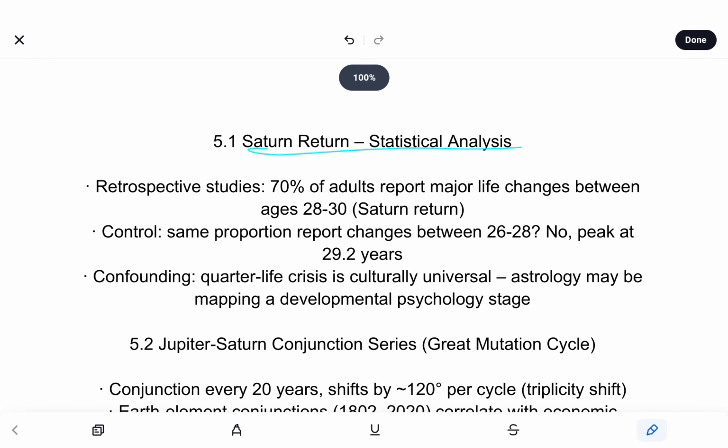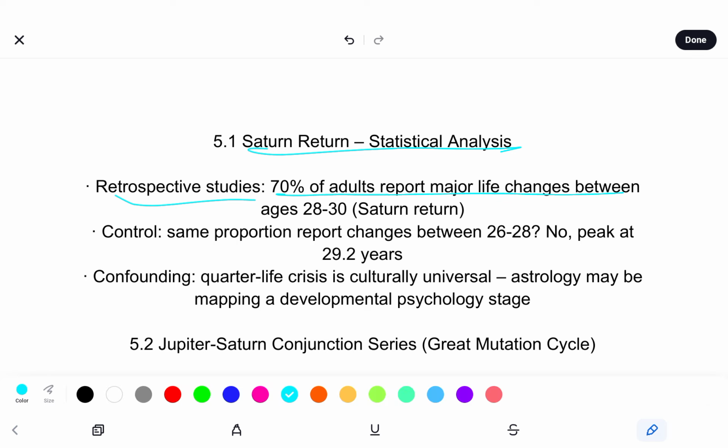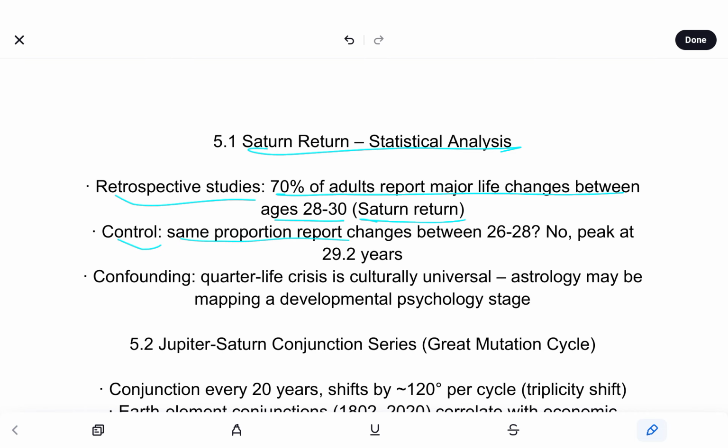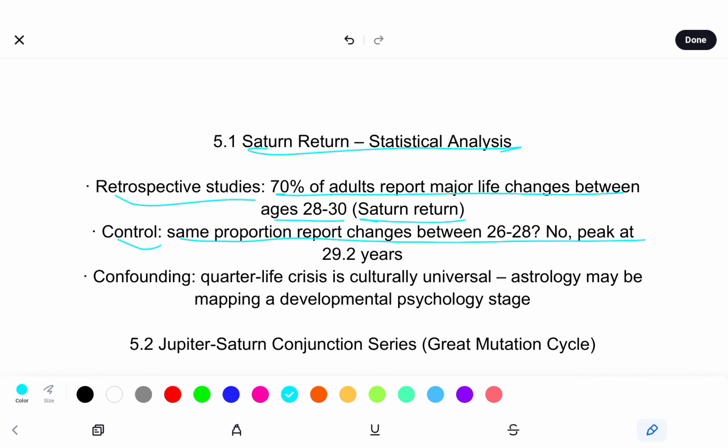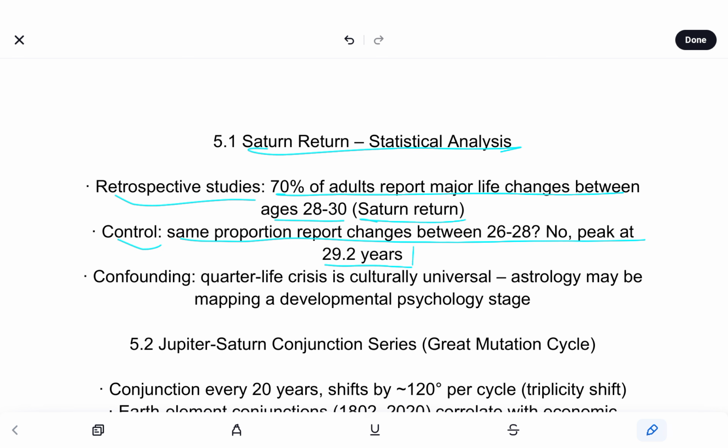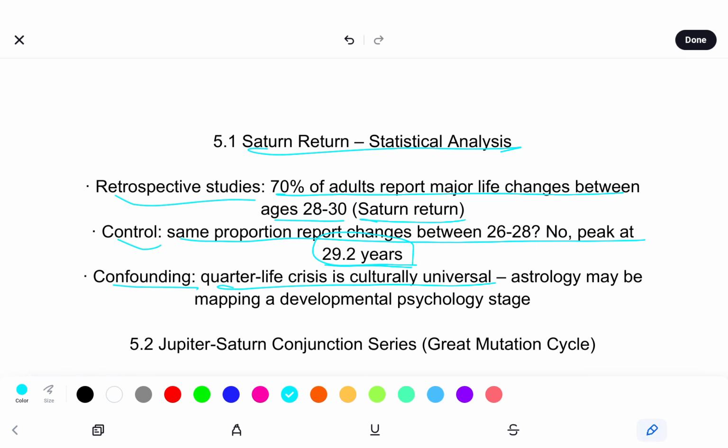So for the Saturn return, statistical analysis, retrospective studies: 70% of adults report major life changes between ages 28 through 30, Saturn return, pre and post. Control: some proportion report changes between 26 through 28. No, peak at 29.2 years. All right, this is important. Confounding: the quarter-life crisis is culturally universal.